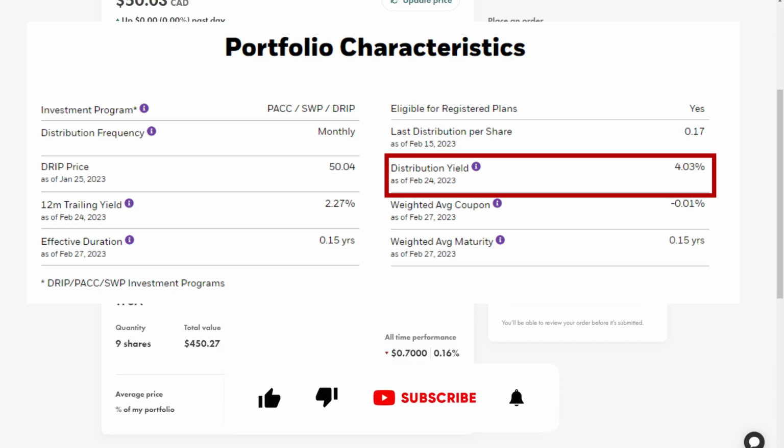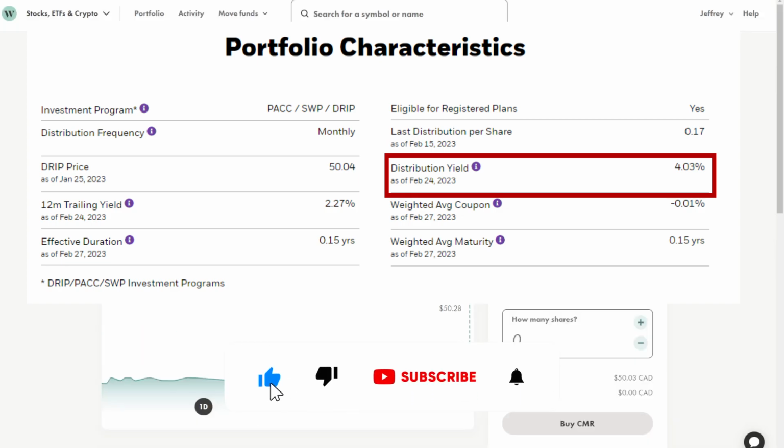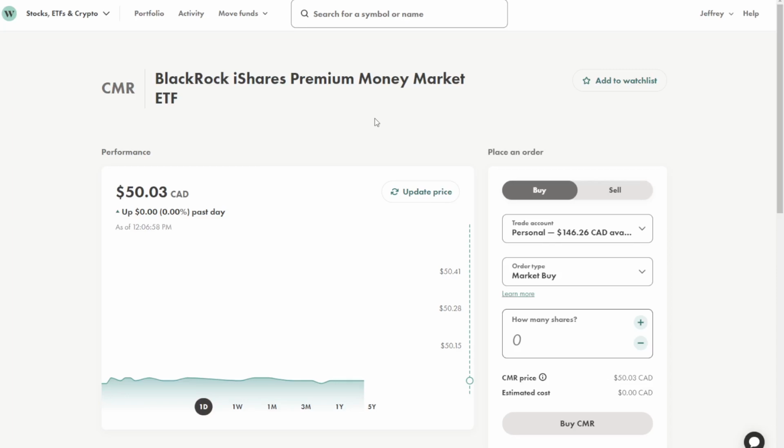I will throw up the annualized distribution yield for this ETF on the screen, and it'll give you a better idea. I think they are about 4% annualized right now. Usually I think these ETFs pay about 1% or lower even on any normal market cycle.